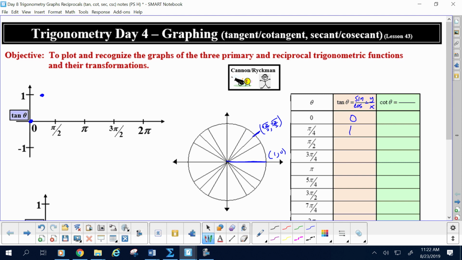Okay. Now here's where we're going to want to look at this. This is where we need to put on our thinking caps. It gets abstract. What about at pi over 2, which is 0, 1? What's y over x? Undefined. How do I graph undefined?